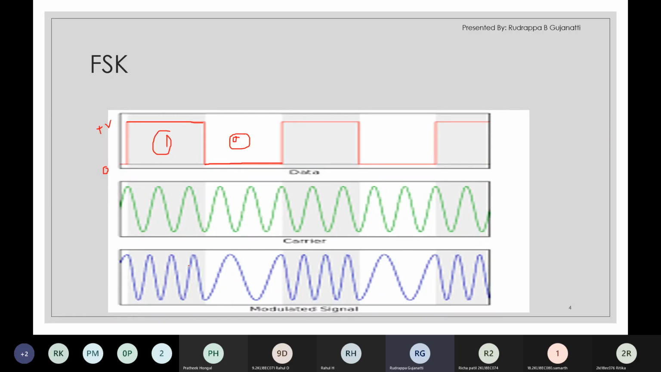So based on this, you change the frequency of the carrier. But what happens to the other parameters of the carrier? The other parameters of the carrier are unaltered. So you can see that the amplitude of the carrier is unaltered and the phase information pertaining to the carrier is unaltered. Only parameter which alters is the frequency. So therefore, this technique is termed as frequency shift keying.